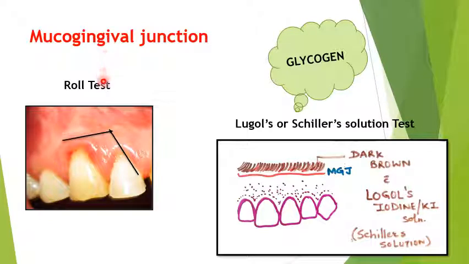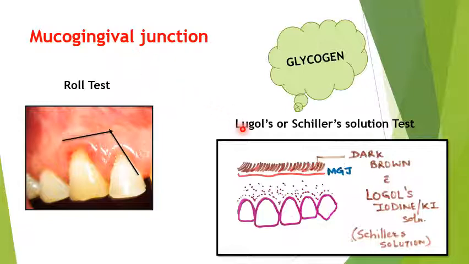One of them is the roll test. You take a probe and start rolling it horizontally from the depth of the vestibule towards the margin of the gingiva. The loose tissue will be rolled like this, but the attached gingiva, which is firmly bound, will not get rolled. So this is to identify your mucogingival junction.